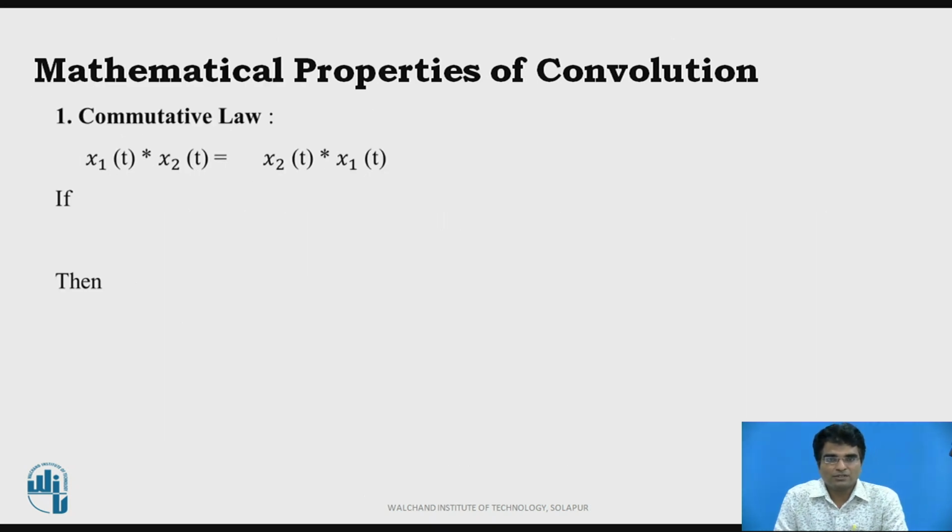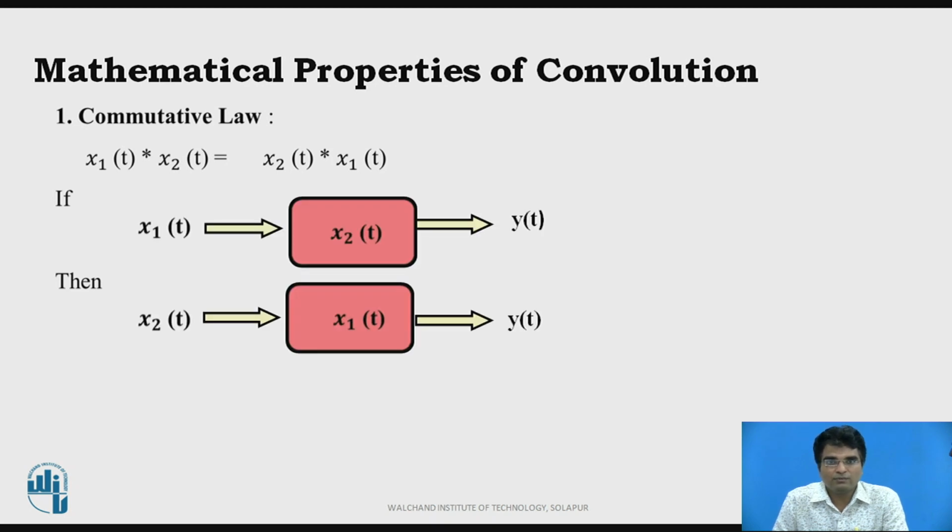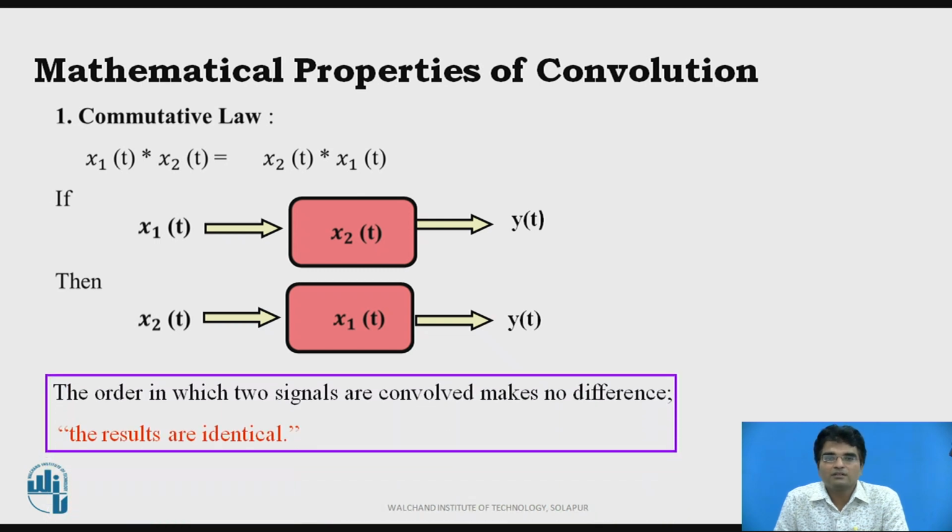Mathematical properties of convolution. First one, commutative law. x1(t) * x2(t) = x2(t) * x1(t). If x1(t) is given as input to x2(t), then the final output we get is y(t). Then if x2(t) is given as input to x1(t), we get the same output y(t). Hence, the order in which two signals are convolved makes no difference. The results are identical.